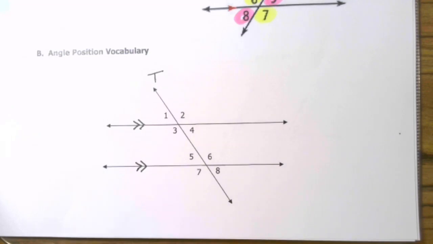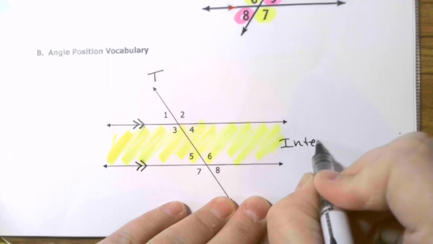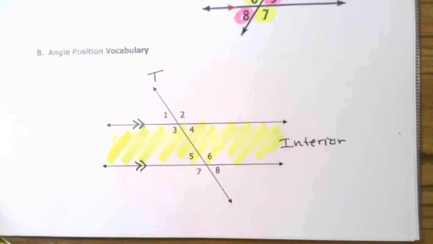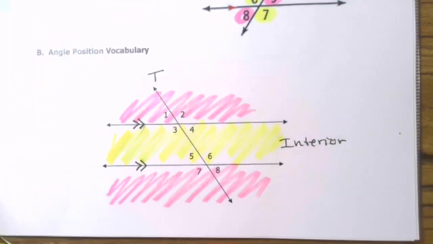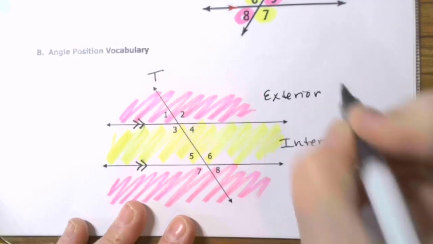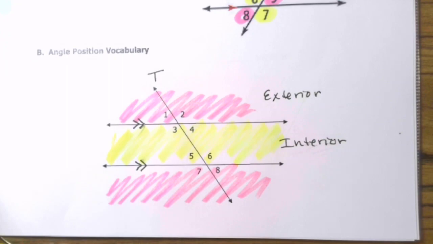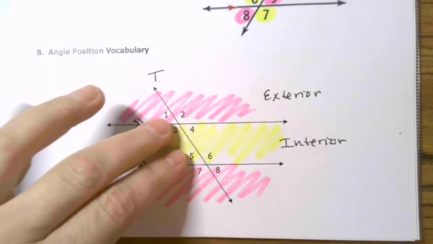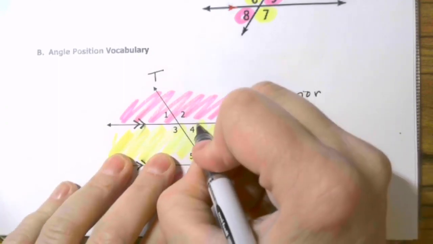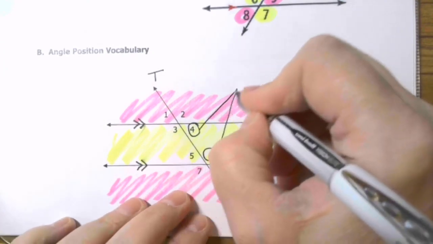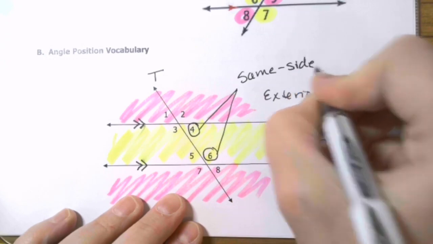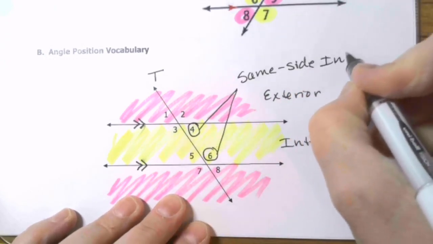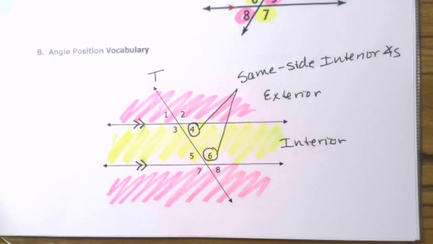Okay, so this area in here, in between the 2 parallels, this area is called the interior part of the drawing. That's interior. The area above the parallels and below the parallels, those 2 areas are the exterior parts of the angle. So interior, exterior. If you have angles that are both on the right side of the transversal, like 4 and 6, we refer to these 2 as same side because they're both to the right of the transversal. Same side interior angles. Those are same side interior angles.